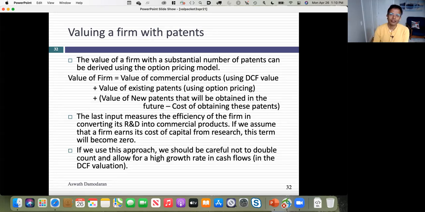I can value it in 3 slices. The first slice would be the value of Avonex. That was the only patent they had that they had developed. I valued it as an option. But here are the other 2 slices.